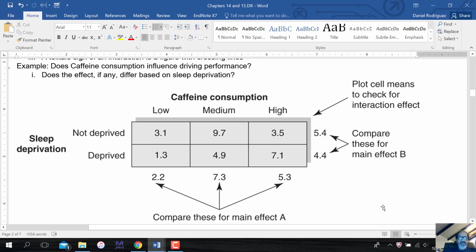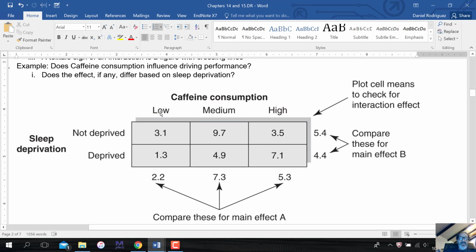So here's an example. Does caffeine consumption influence driving performance? Well, most of you would think, yeah, sure it does. If I drink a lot of coffee, I'll be more alert. Some of you may say, if I drink too much coffee, I'll be jittery and I won't drive that well. So that's a good question then. Another question was, does the effect, if any, differ based on sleep deprivation? So there are 2 questions here, right? It's caffeine consumption and sleep deprivation, meaning that we have 2 independent variables, right?